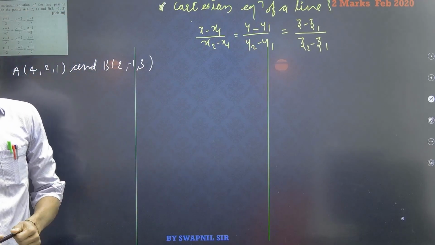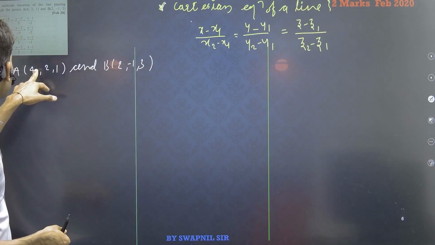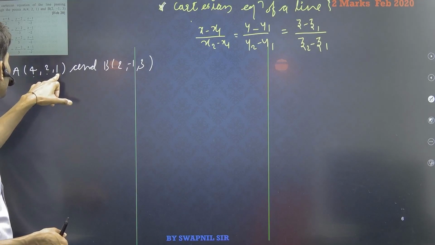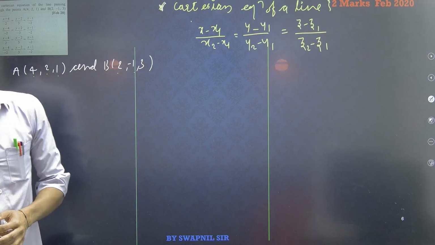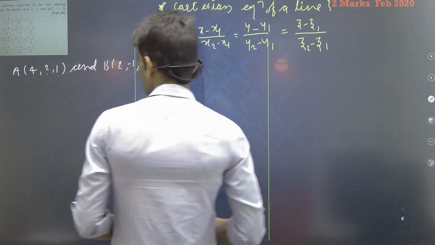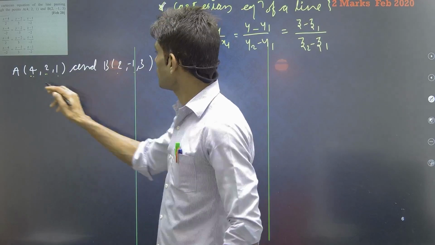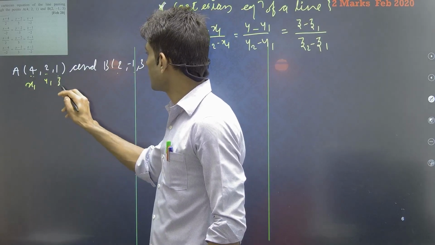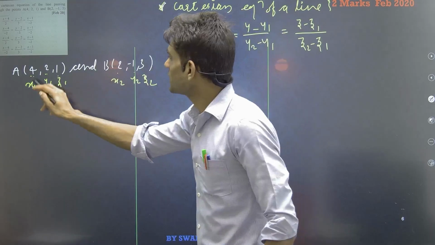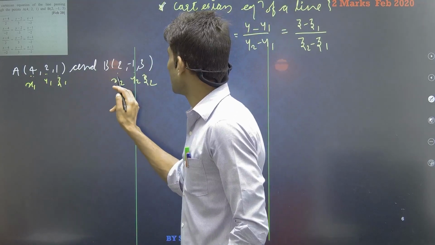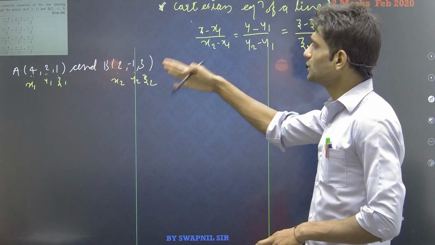Now we have to find the values of x1, y1, z1, x2, y2, z2. We can consider that this one is x1, this one is y1, this one is z1, and then x2, y2, z2. Substitute these values here. So x minus x1 is x minus 4, upon x2 minus x1, which is 2 minus 4. Now substitute all these values in our result.